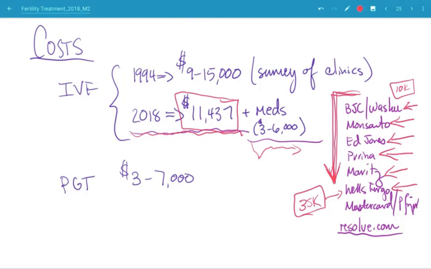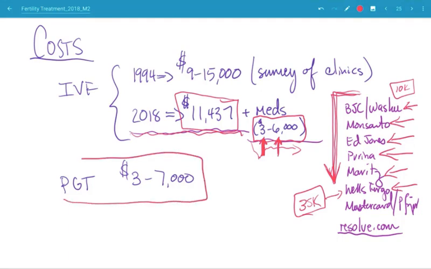Now, these are typically the specialty medications, recombinant FSH, human menopausal gonadotropins, the Lupron. Those drugs are expensive, and they add up. Obviously, someone who has a high AMH level is going to need less drug, $3,000 worth of drug, as opposed to someone who has a low AMH level, who might need a more aggressive stimulation.